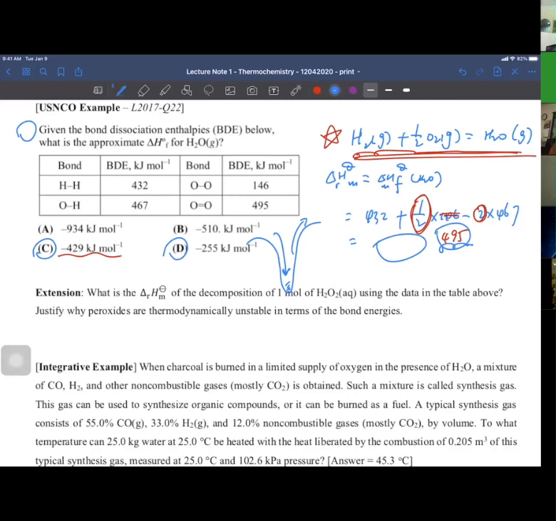There is the extension. So what is the molar enthalpy of reaction of the decomposition of 1 mole hydrogen peroxide using the data here? So I will try to not make the same mistakes this time. First, you need to know what is decomposition of hydrogen peroxide, right?